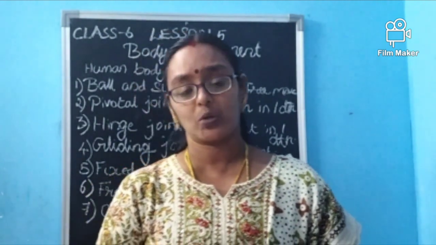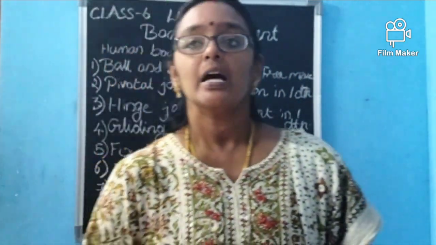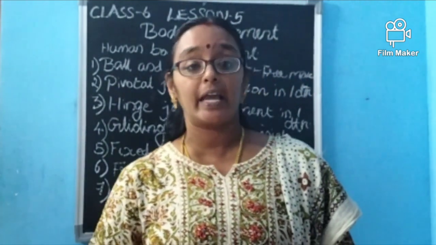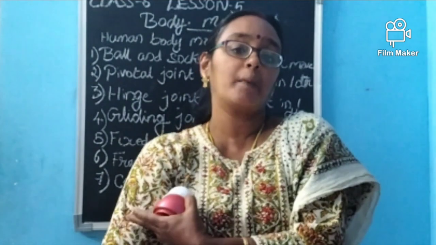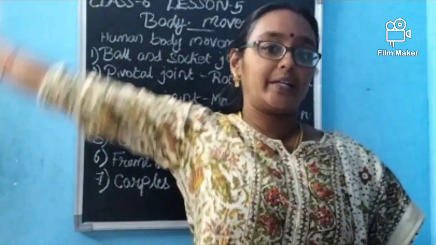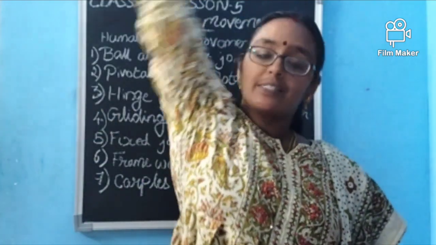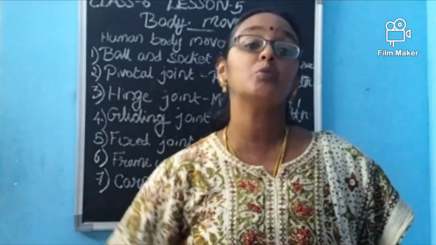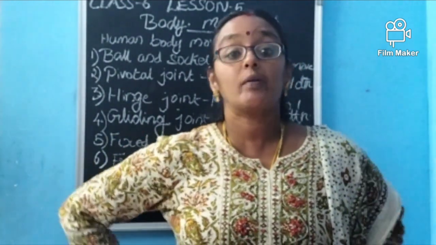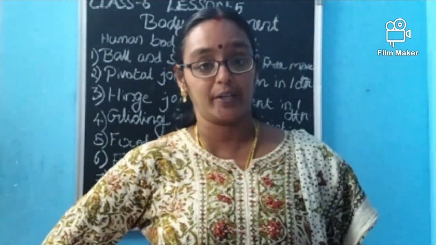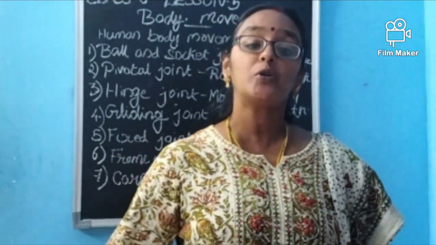Okay dears, first one is ball and socket. What is this ball and socket? Here ball and socket means we are able to move our shoulders. In the shoulders, our arm is there, right? We are able to rotate this arm, right? We are able to move like this. In all directions the arm is moving. This is having ball and socket. Moreover, our hip will be having ball and socket joint. In all directions, this body is able to move.